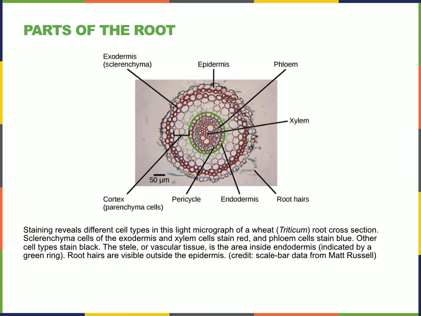Here's an actual picture of it. And you can see again here are stained cells. I think the phloem cells are blue and the xylem cells are red. And so you can see those there in the core.